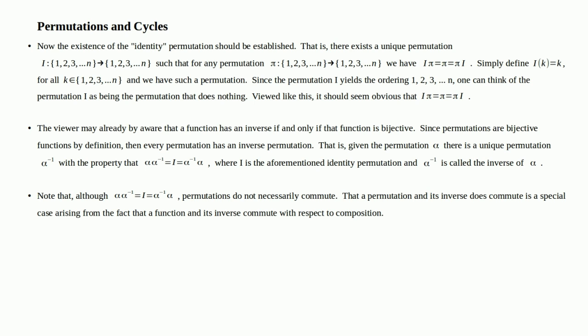Moving along. Note that although alpha times alpha inverse is equal to the identity, which is also equal to alpha inverse times alpha, permutations do not necessarily commute. That a permutation and its inverse do commute is a special case arising from the fact that a function and its inverse commute with respect to composition. So that is a special deal. Not all permutations do that. That is, not all products of permutations commute.